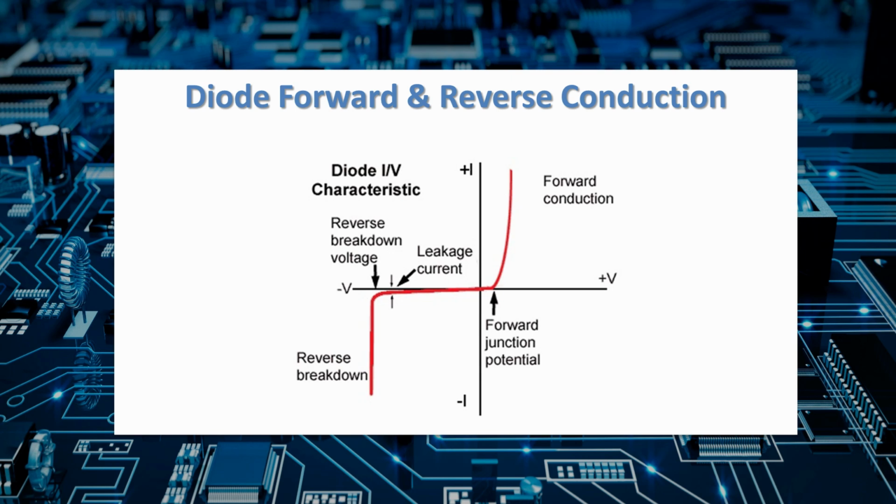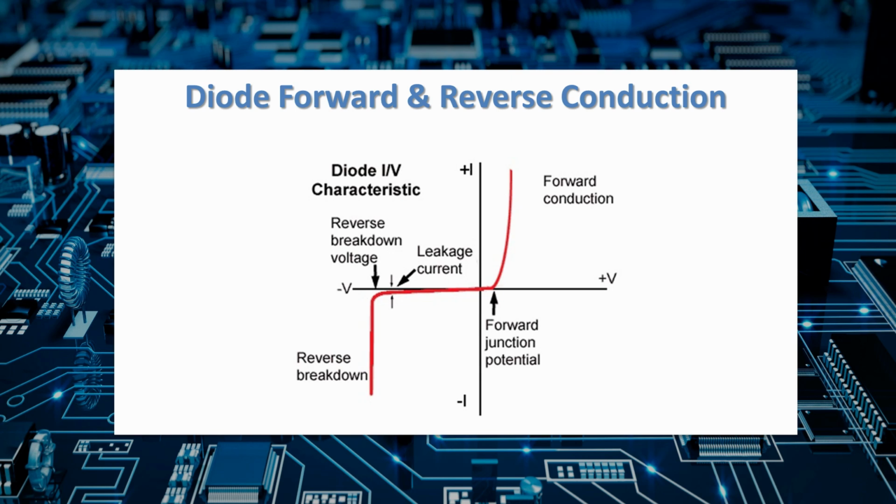And then the voltage drop across the diode stays pretty consistent. There's a little variation, we'll see it in the lab, but for the most part, the voltage drop across the diode stays pretty consistent over a wide range of currents.